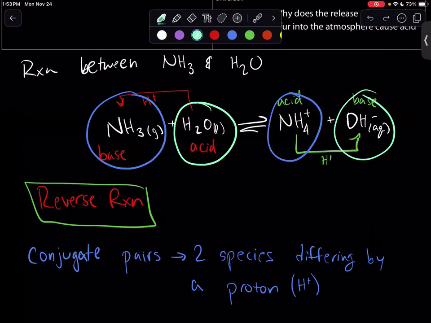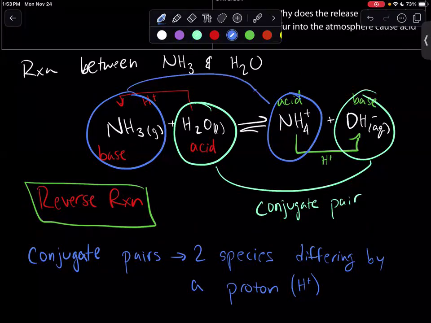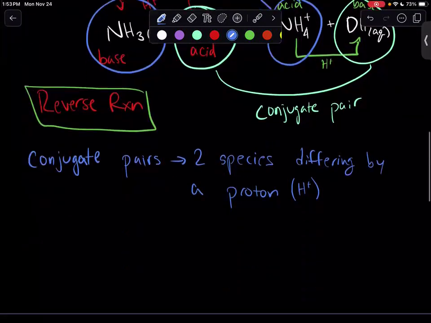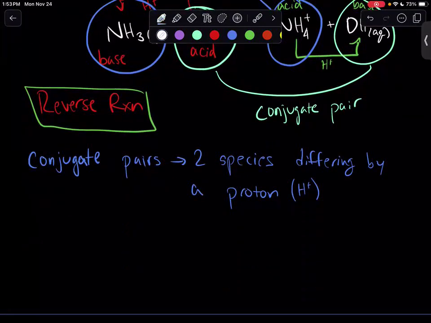So those are our two conjugate pairs. Oops, got that one wrong. This is a conjugate pair, as well as these two, a conjugate pair. So we can do another example.